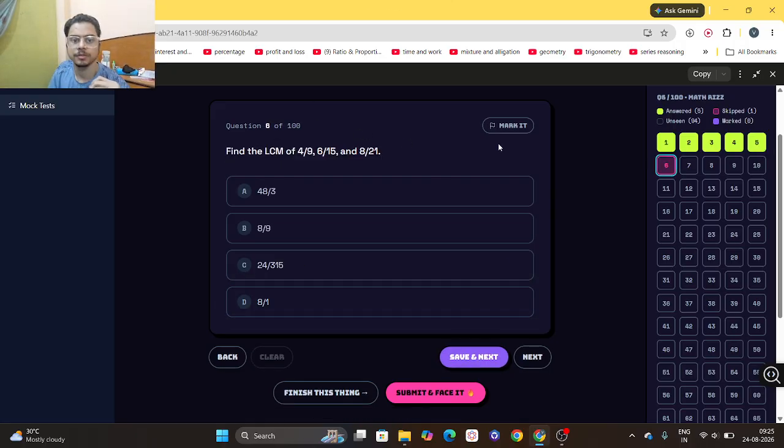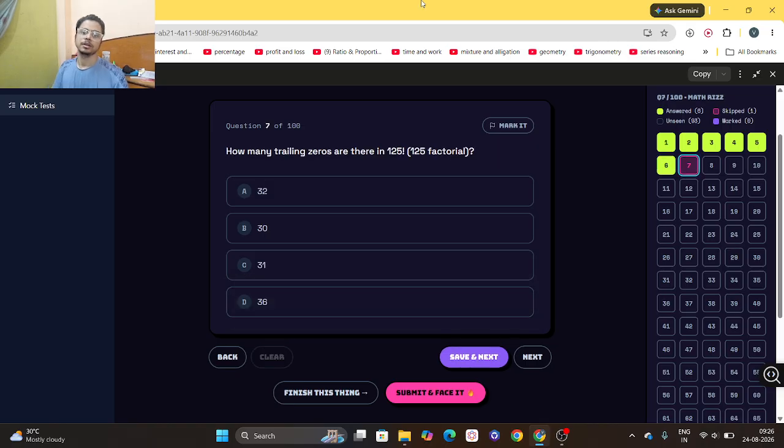Next, LCM of fractions 4 by 9, 6 by 15 and 8 by 21. So we find LCM of the numerators 4, 6, 8: 2 square, 2 into 3, 2 cube, which gives 24. 24 upon 3, 8.